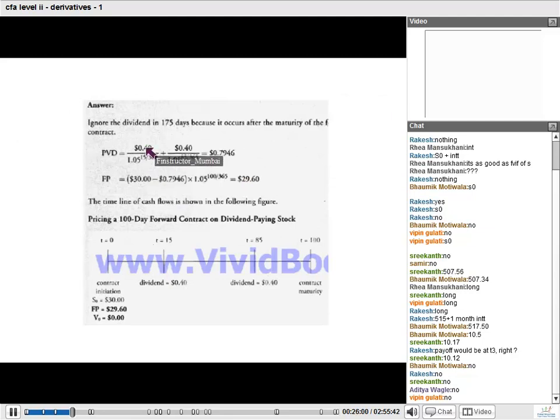So understand? Compute the present value of the dividend payments first. So the first dividend payment is discounted back by 15 by 365. The second payment is discounted back by 85 by 365. And the forward price is calculated as (S0 minus the present value of dividends) into (1 plus R) raised to power T. The T is 100 days forward, 100 by 365.